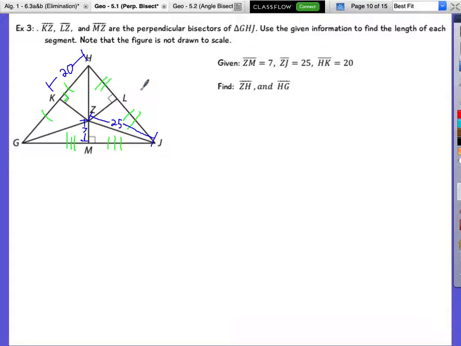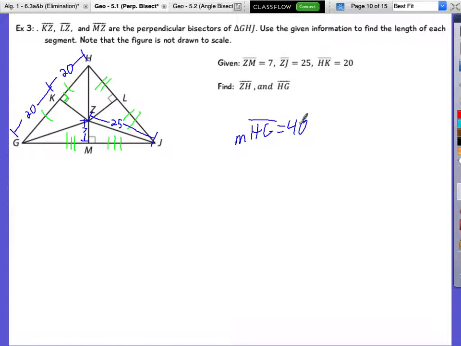Well, I was going to say KJ would be 20 because of the bisector. KG, yeah, KG has to be 20. Can you say why? Because K bisects it. Okay, so KZ bisects this, so GK has to be the same. So does that help us find HG? Yes, it does. Oh, 40. Yeah, because it's going to be 40. So we know that the measure of segment HG is going to be 40. We can add the 20 and 20 together because it's bisected, right? Right. So we can go out of order sometimes. Gotta be careful.